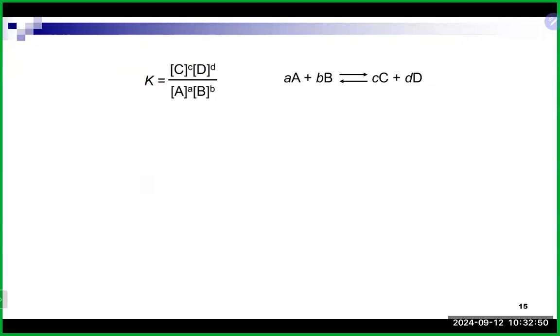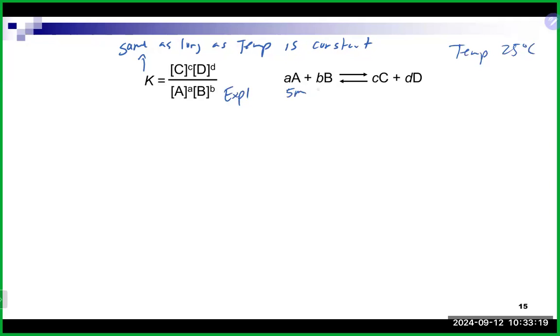Now, what I mean by this is this value will be the same as long as the temperature is constant. So for example, if I did this reaction and I did like 3 different experiments, right? And I kept the temperature at 25 degrees Celsius. And in experiment 1, I decided to start with 5 molar this guy, 4 molar this guy, 0 and 0.